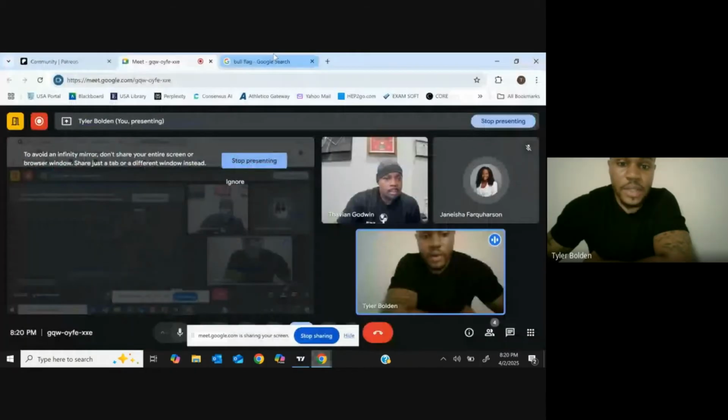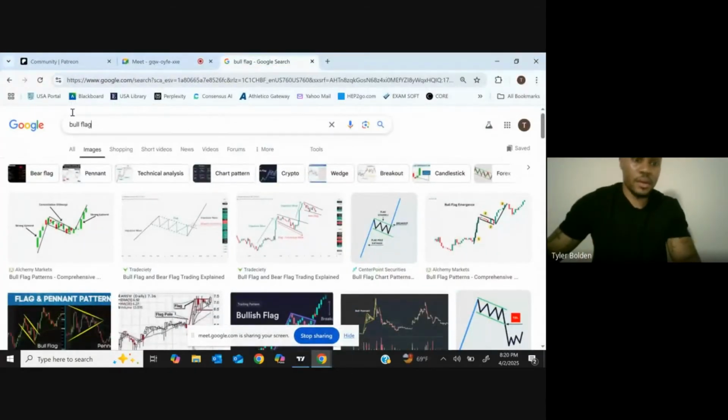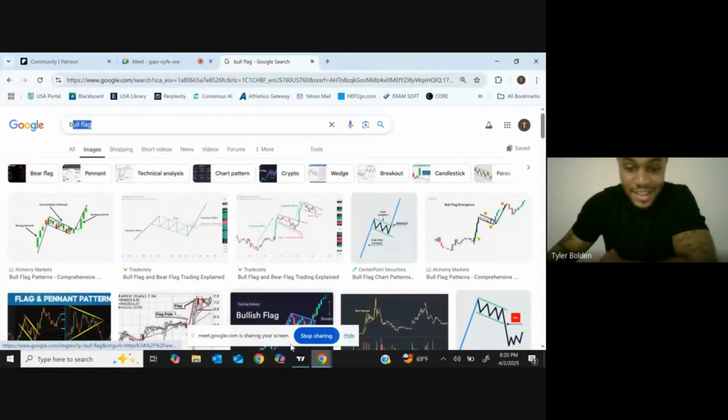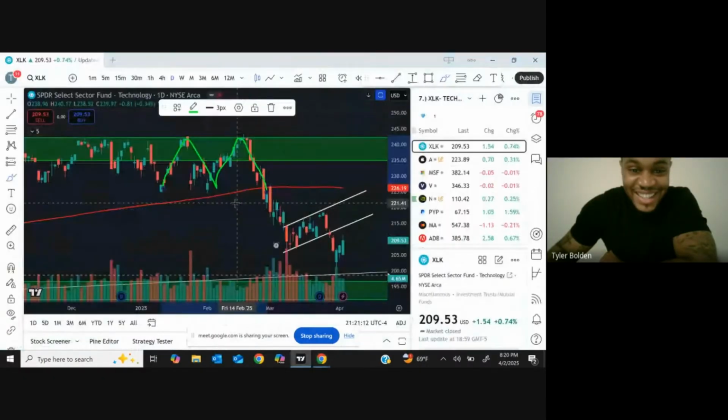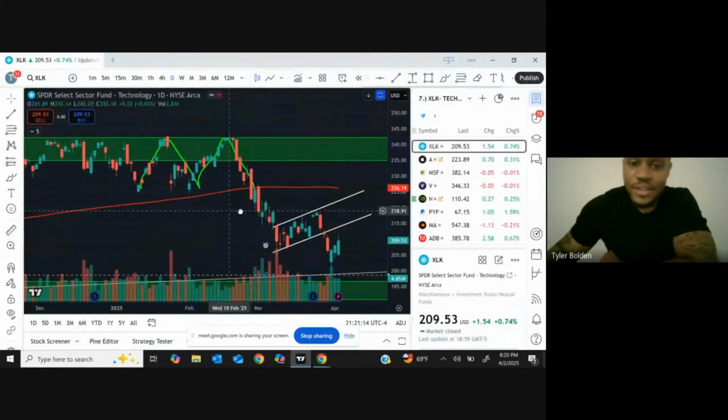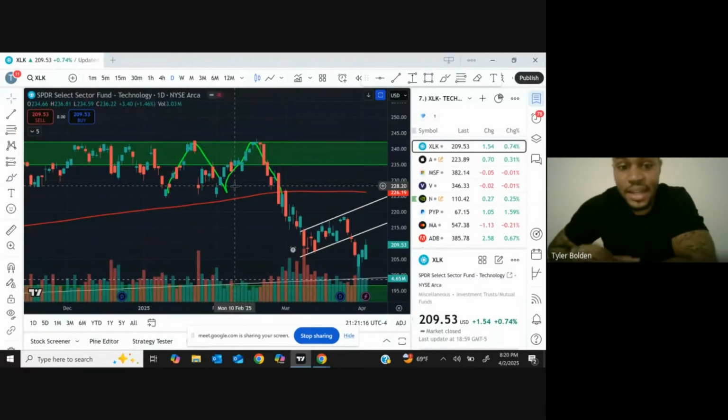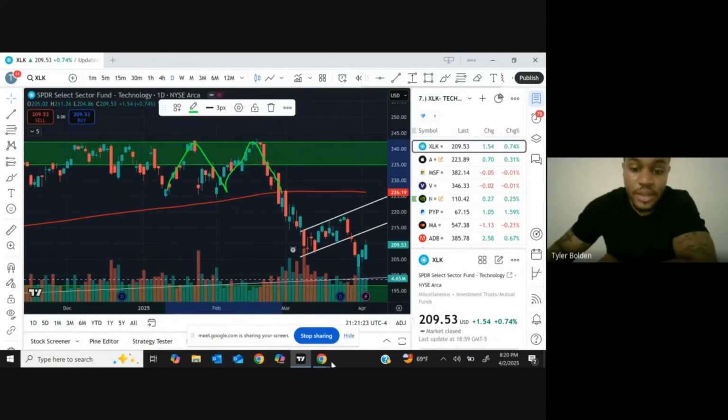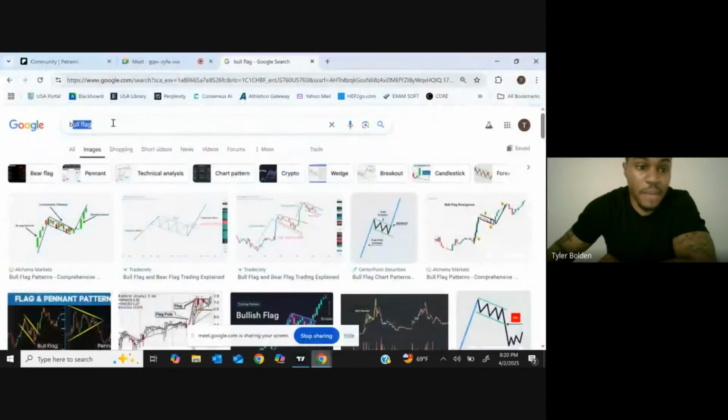Now, every pattern is not going to be perfect. I got a little T-Mac pamphlet right here. Honestly, it's just pattern recognition, man. You just gotta study it. Double top, yeah. And I'll show you what that looks like. So double top is this right here.